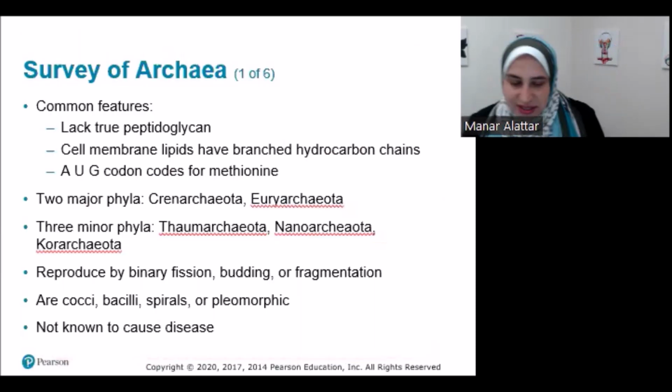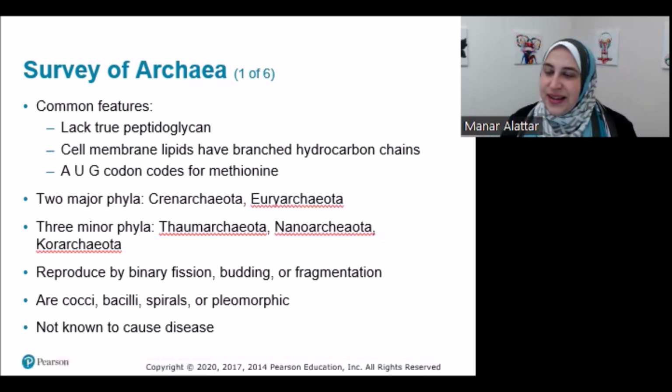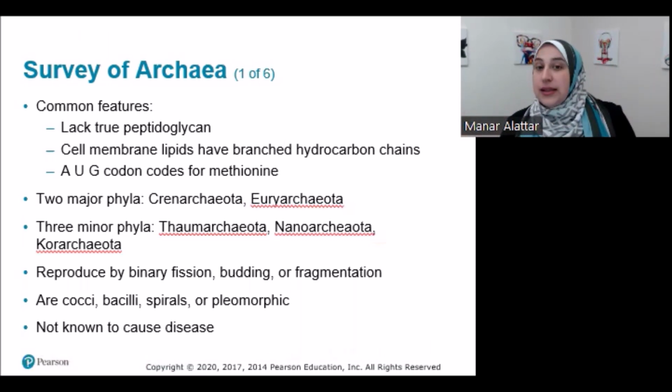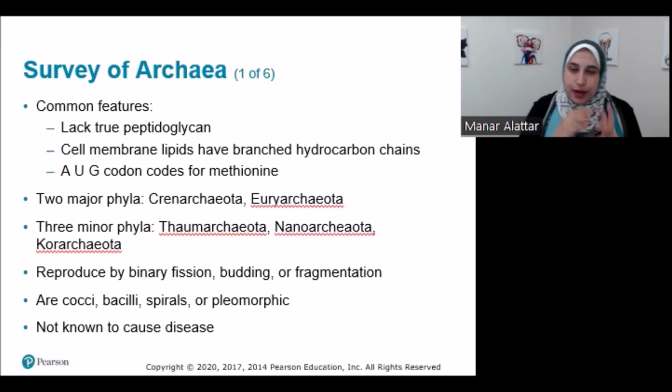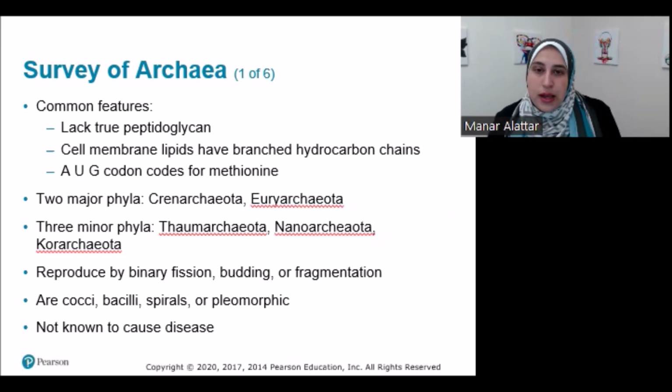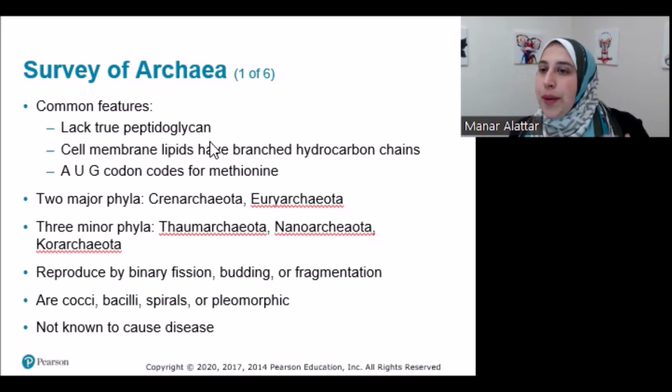Okay, so we said that even historically, archaea have been confused with bacteria for a long time because under the microscope, and even sometimes metabolically, they look similar to bacteria. But based on phylogenetic information, they are definitely unique. And even based on some of their characteristics, they have a unique set of characteristics that are separate from bacteria. Some of those are that their cell walls lack true peptidoglycan.